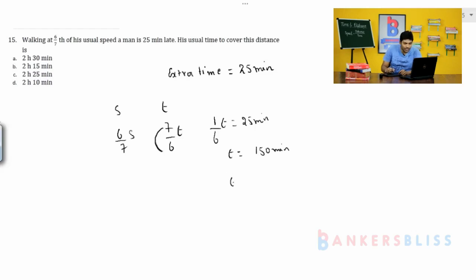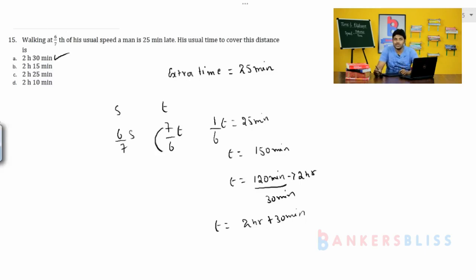See here, 60 minutes is 1 hour, 120 minutes is 2 hours. So for 120 minutes you are going to get 2 hours. So what is the difference? 30 minutes is the difference. So time is equal to 2 hours plus 30 minutes, that is 2 hours 30 minutes. Option A is the right answer.